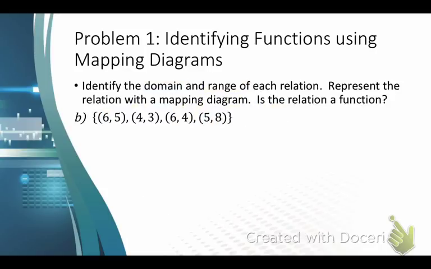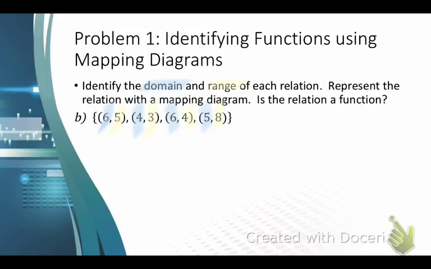In part B, we have (6, 5), (4, 3), (6, 4), and (5, 8). So I'm first supposed to identify the domain and the range. My domain is again the first number in each ordered pair, and the range is the second value in each of the ordered pairs. So then I'm going to go ahead and start making my mapping diagram.